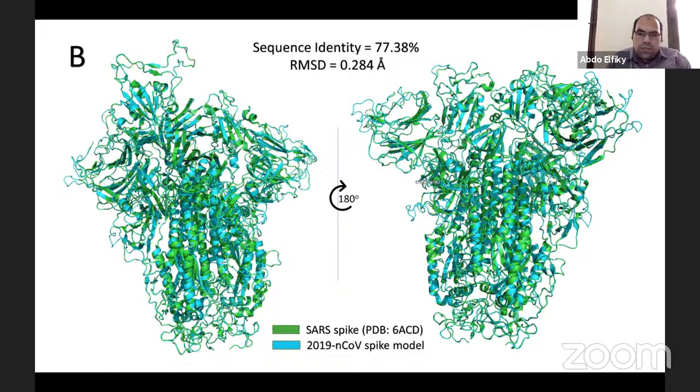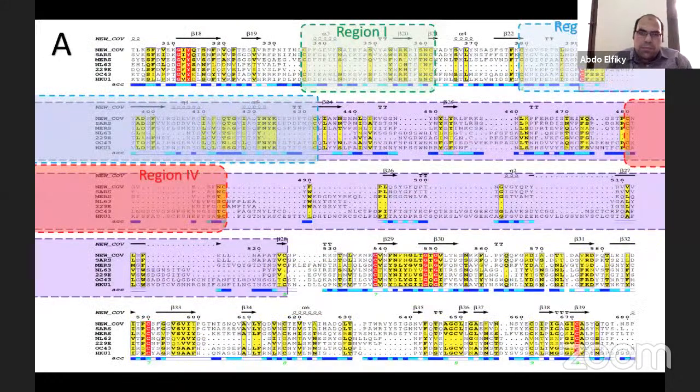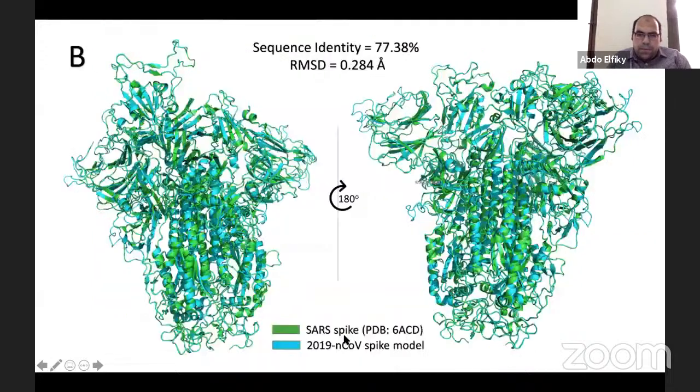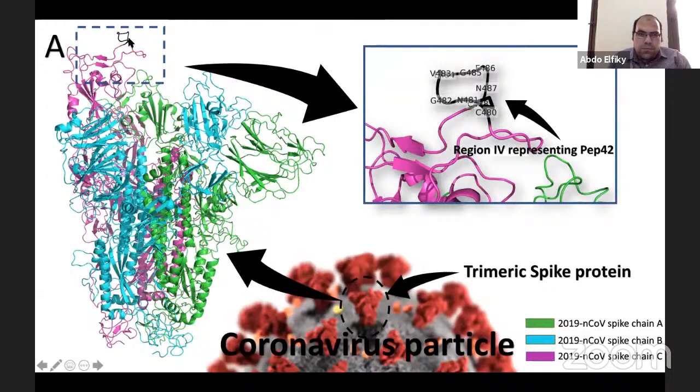And then we made sequence alignment between the different coronavirus spike proteins and found four regions that can recognize GRP78. After some validation based on the sequence identity and the hydrophobicity of these sequences, we can see that region 4, which is this part, is the most suitable region that can recognize GRP78. So this is region 4.